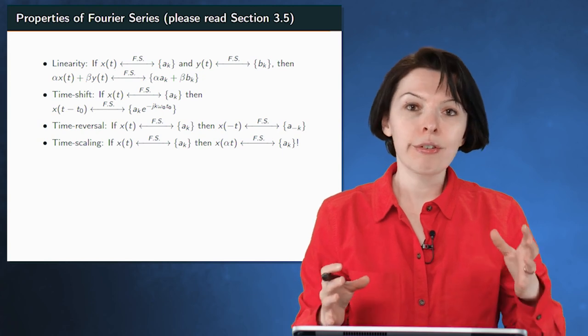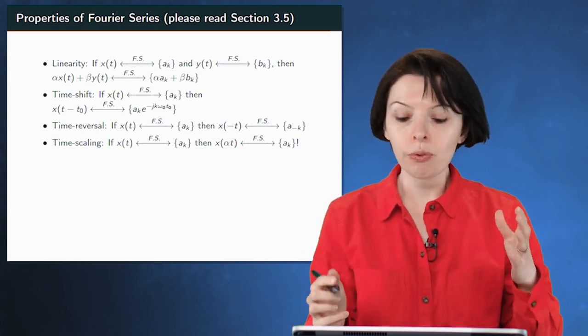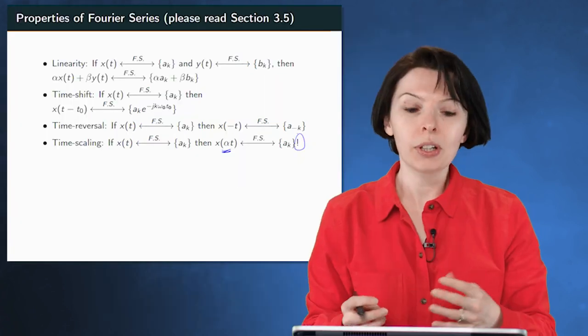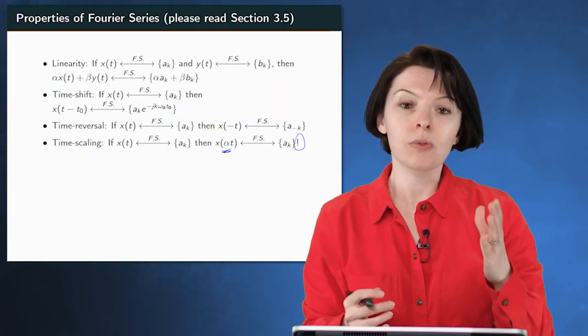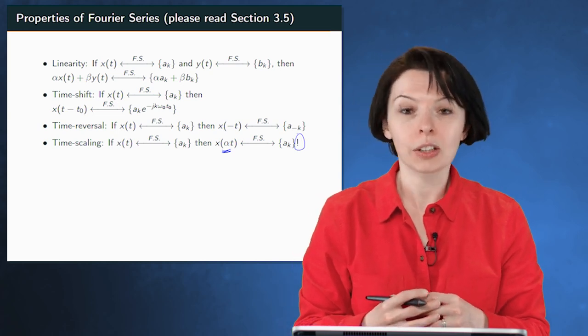Time scaling says if you scale x of t in time by a factor of alpha, which is a positive number, I put an exclamation mark in here just to note that this alpha is positive, the period of x of alpha t is T over alpha. All right, so the Fourier coefficients of the signal are not going to change.